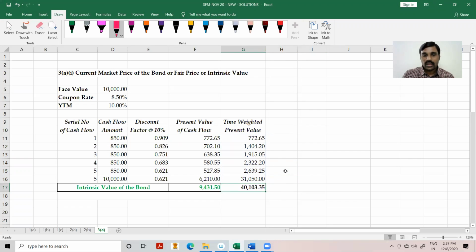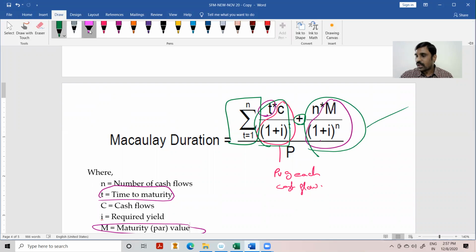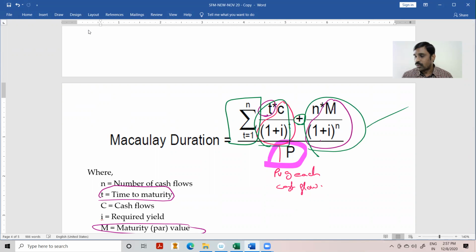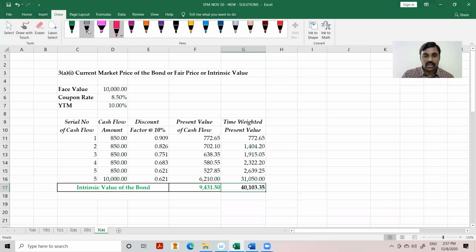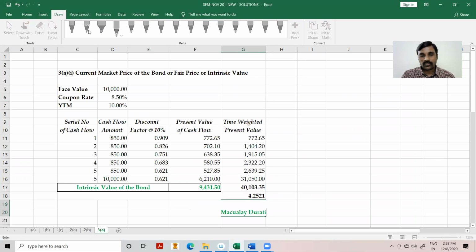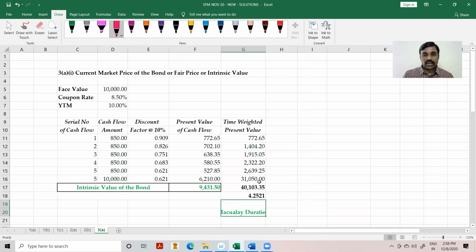Okay. This is the point. This comes as the numerator. This numerator is done. Next, we should divide by the bond price, the current market price of the bond. So it will be divided by this 9401. This is nothing but the duration of the bond, the Macaulay duration. As simple as that. That 4.2521 is the Macaulay duration.